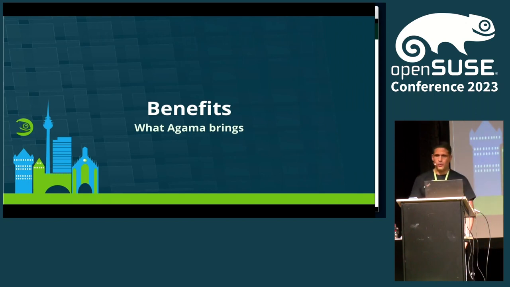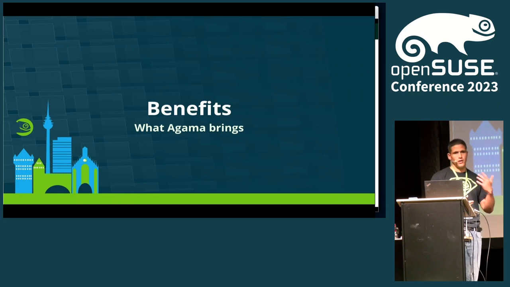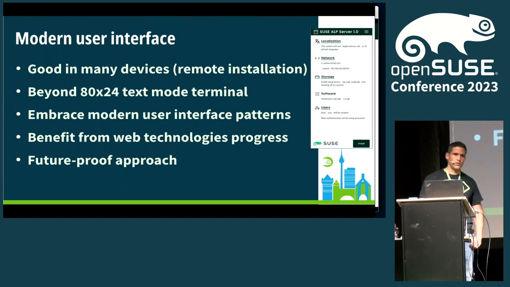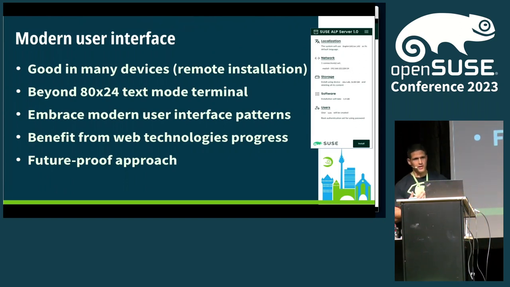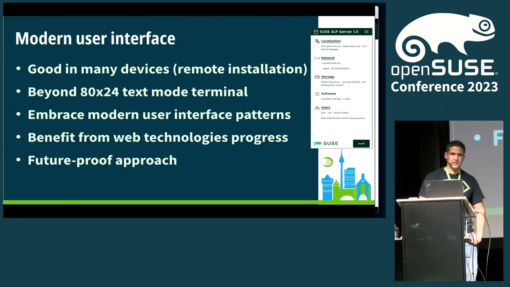So okay, I have already been talking about many of the benefits of why we are creating Agama, how we expect it to be the right evolution for YaST. But let's go over all of them just to recap a bit. First of all, the most obvious one is the user interface, that is much more modern and usable than the old one.